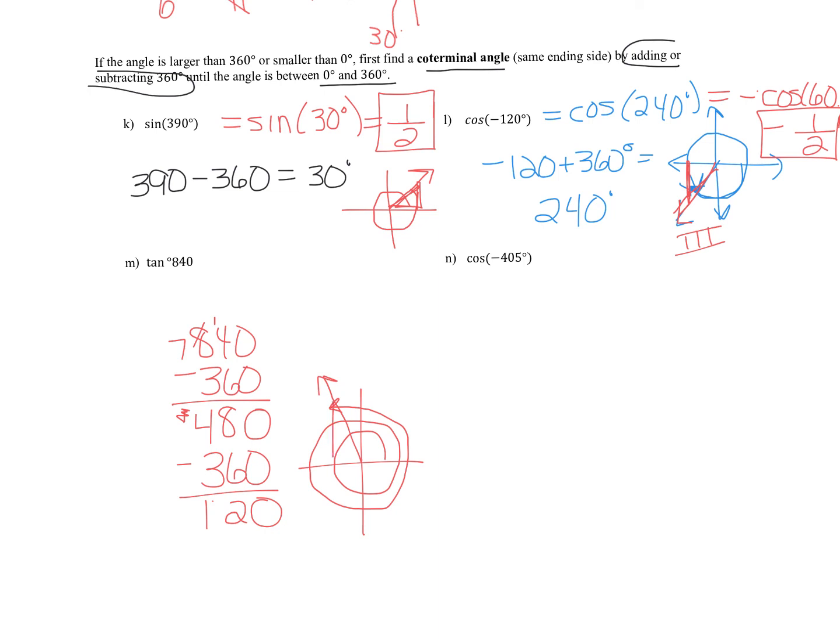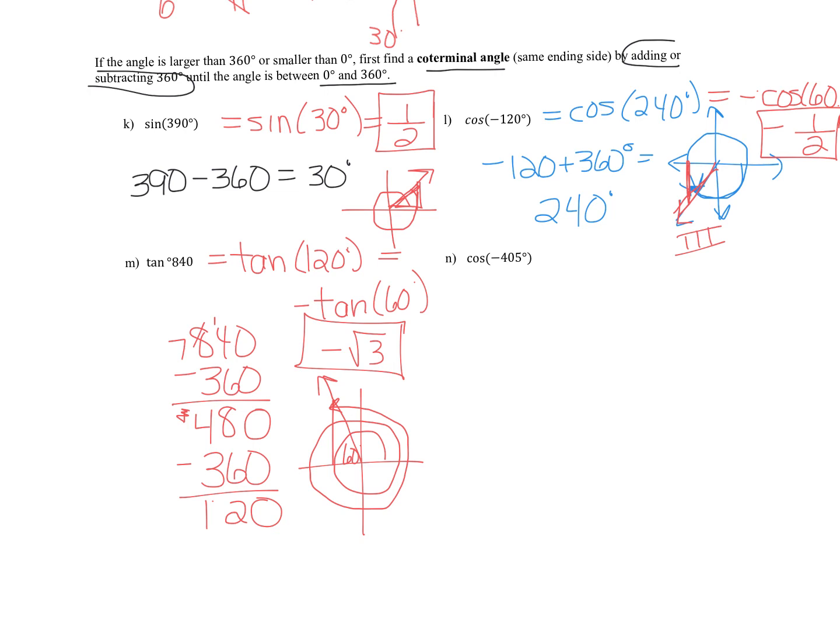So my reference angle, we're just thinking about the 120, so this equals the tangent of 120. We are in quadrant 2. The reference angle is 60, right? 180 minus 120. Tangent is negative in quadrant 2, so I get the negative tangent of 60. Tangent of 60 is radical 3, so I get negative radical 3.